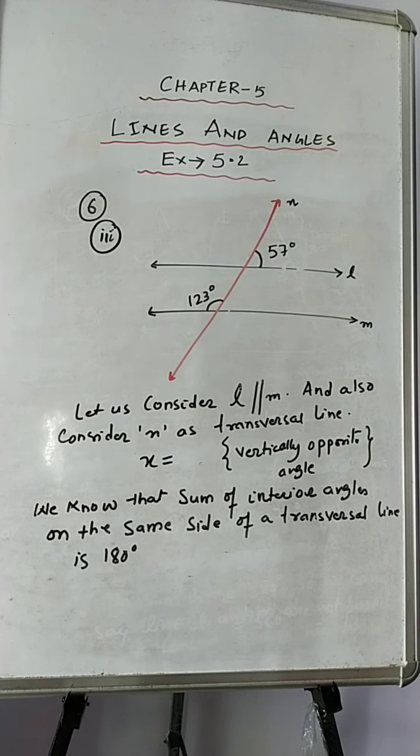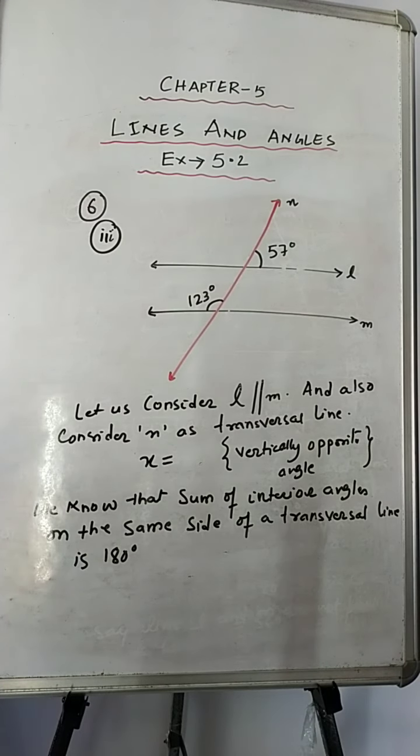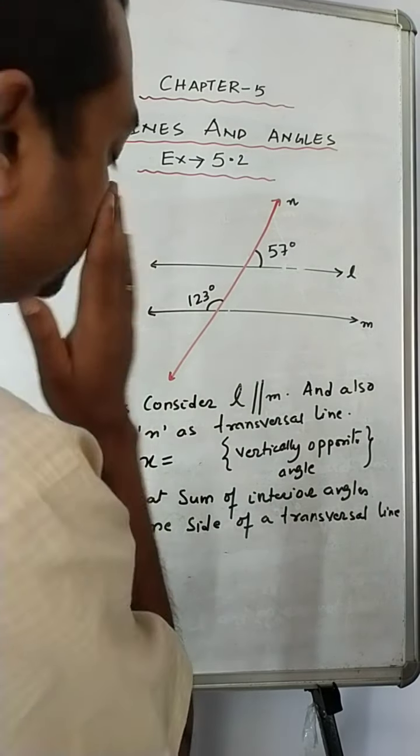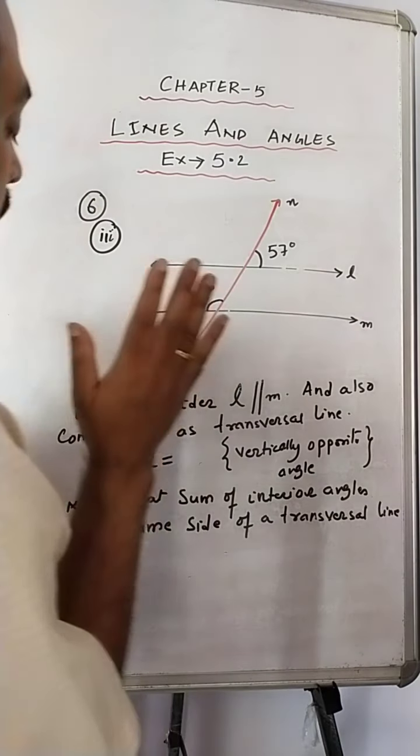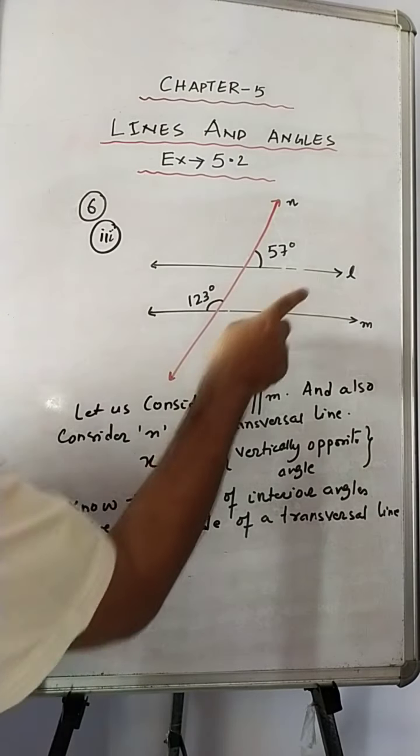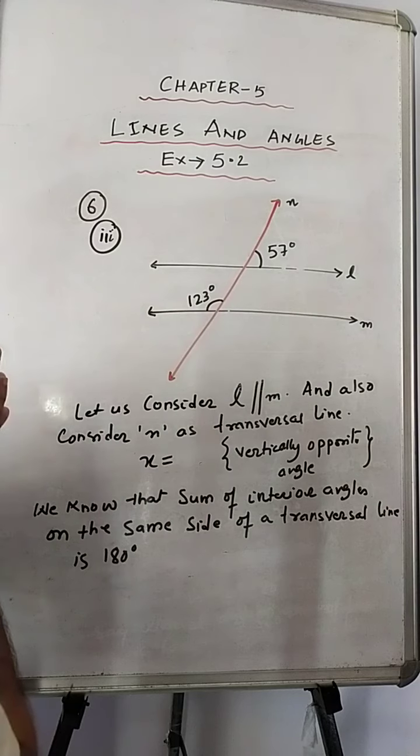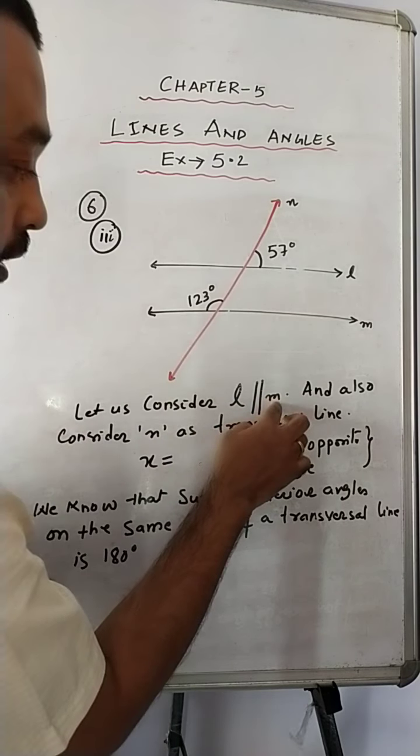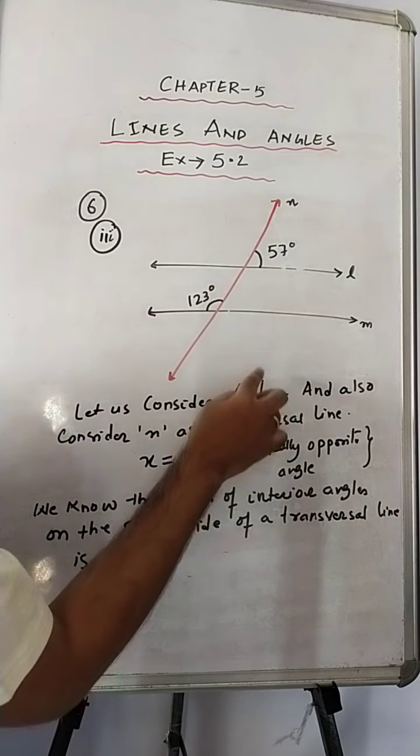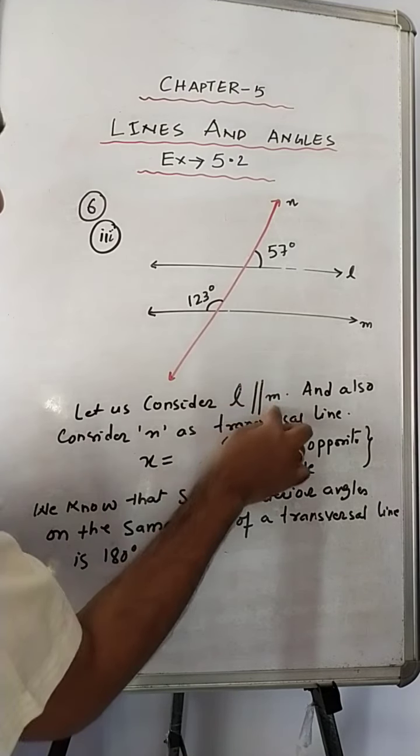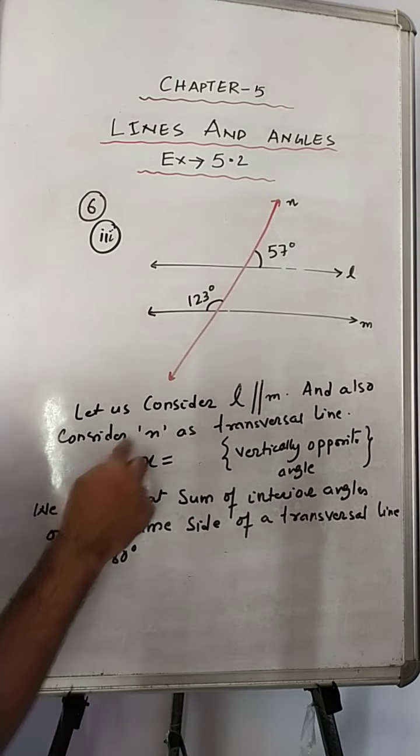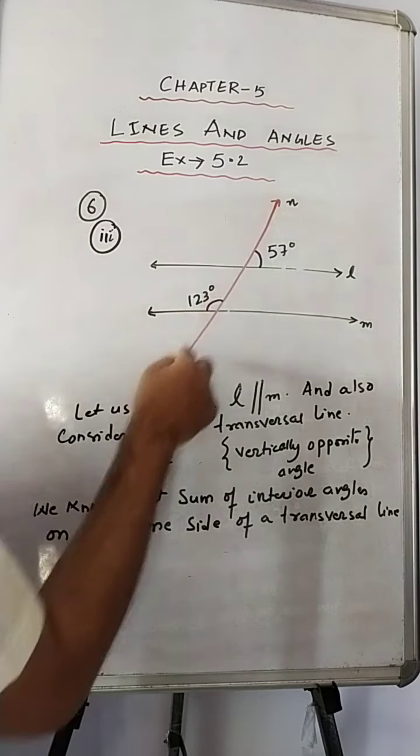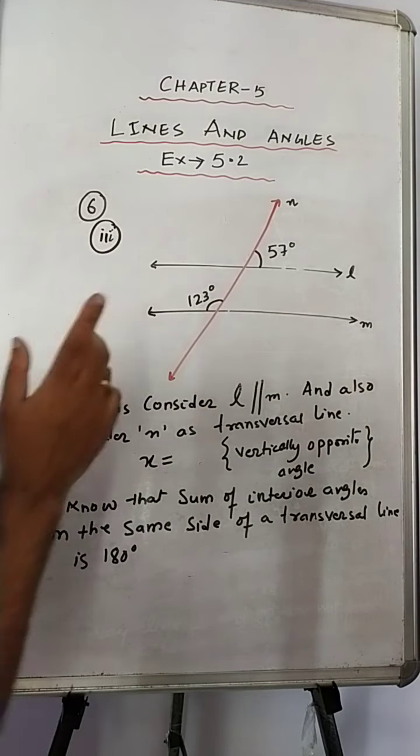So students, this is sum number 3. It's more or less very similar to the rest of the two sums that we have done, the previous sums. Now we have to again prove whether L and M are parallel or not. So what is the first thing that we have to write? Let us consider L is parallel to M. This is a short way of writing parallel. L is parallel to M, and also consider N as the transversal line, this red line.